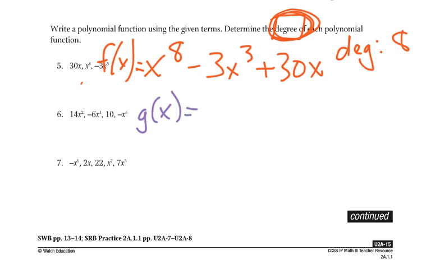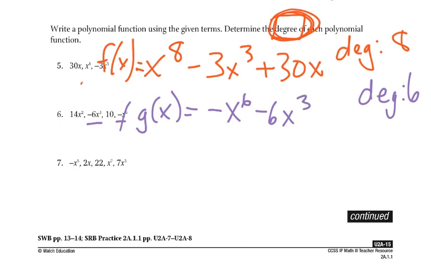So what's our highest power? It would be negative x to the 6th. So what would be our degree? Our degree would be 6 because that's our highest power. So now we move on down the line. So our next one is negative 6x cubed, then positive 14x squared, and finally the constant, positive 10. So there's our polynomial function with a degree of 6. And make sure you recognize these degrees. They will come in handy later on when we're dealing with graphing. So very important that you do that.